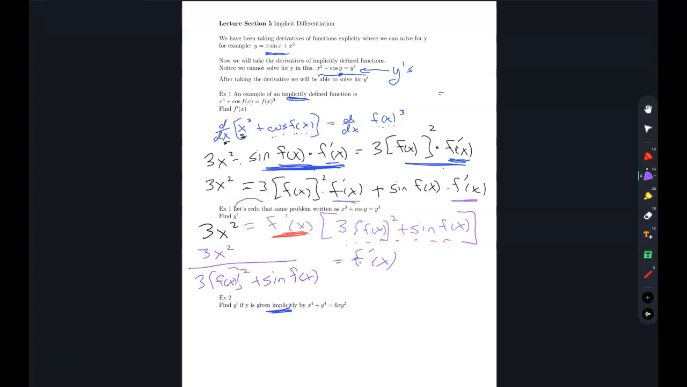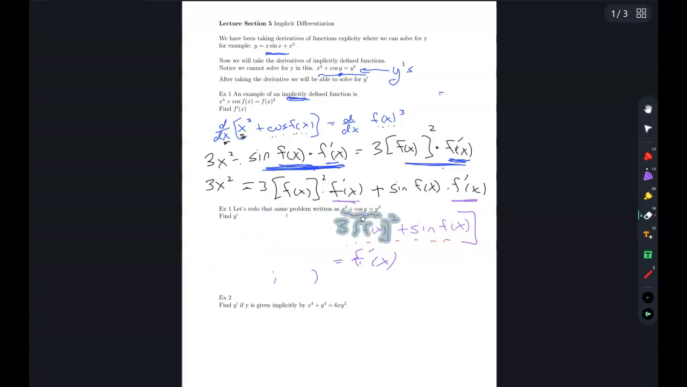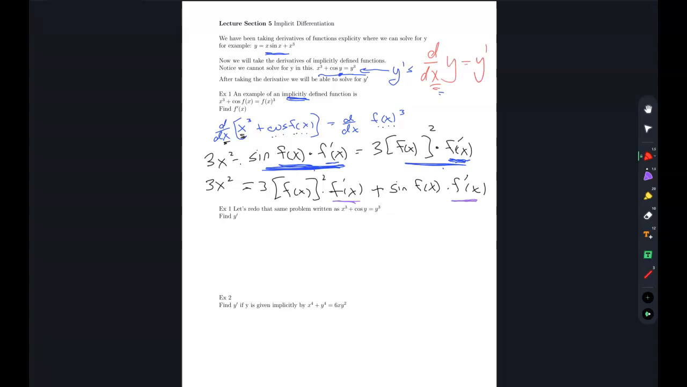Now I'm going to do the same problem. I'm going to erase this and do the same problem and just keep y for the f of x. It's going to make it much cleaner and shorter, because that was pretty cumbersome to write out. Every time you're taking the derivative with respect to x of y, you're thinking, oh, that's y prime. All right, here we go. Taking the derivative with respect to x of x cubed plus cosine of y equals the derivative with respect to x of y cubed.